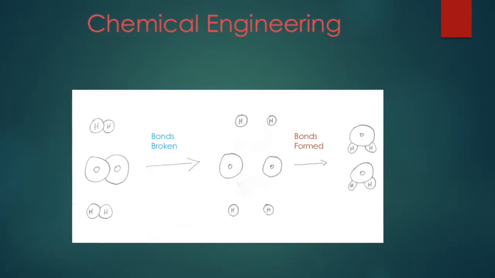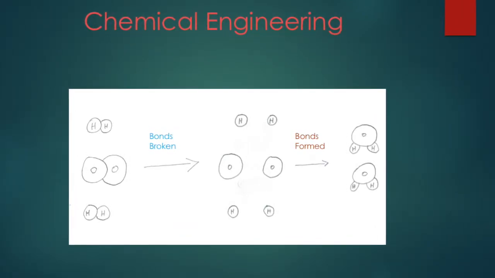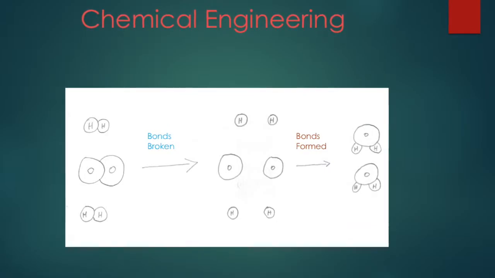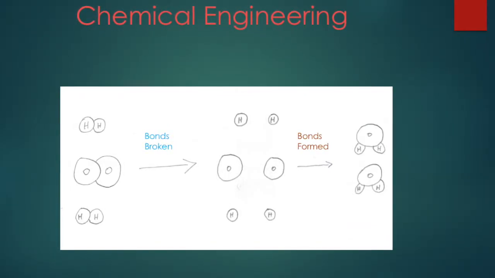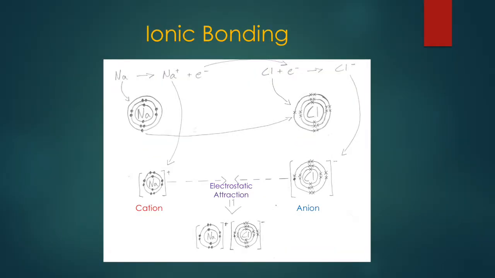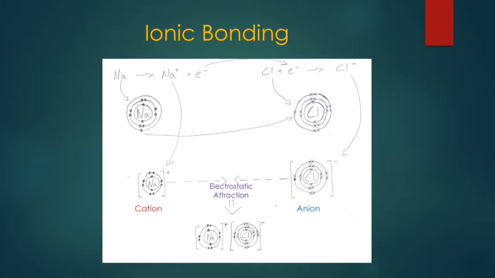For example, to create water from oxygen and hydrogen, the molecular bonds first have to be broken before single hydrogen and oxygen molecules bond to form water, as you can see from the diagram. I will first talk about ionic bonding. I'm going to use sodium chloride as an example to explain how ionic bonding works.